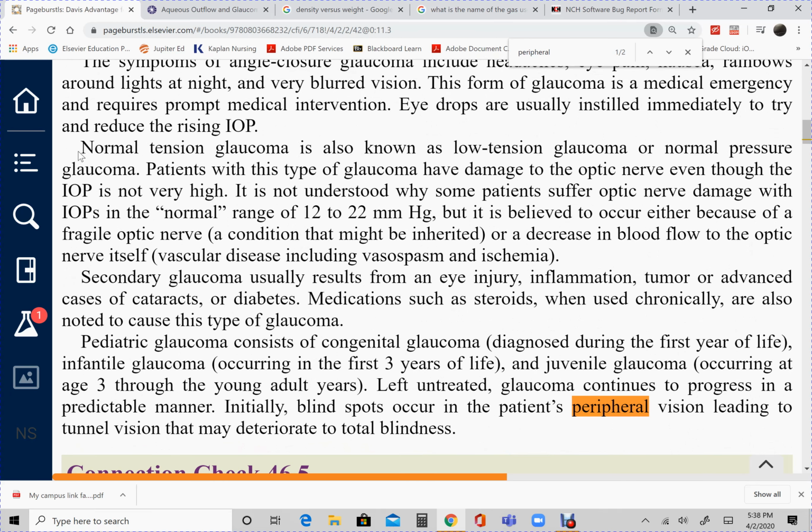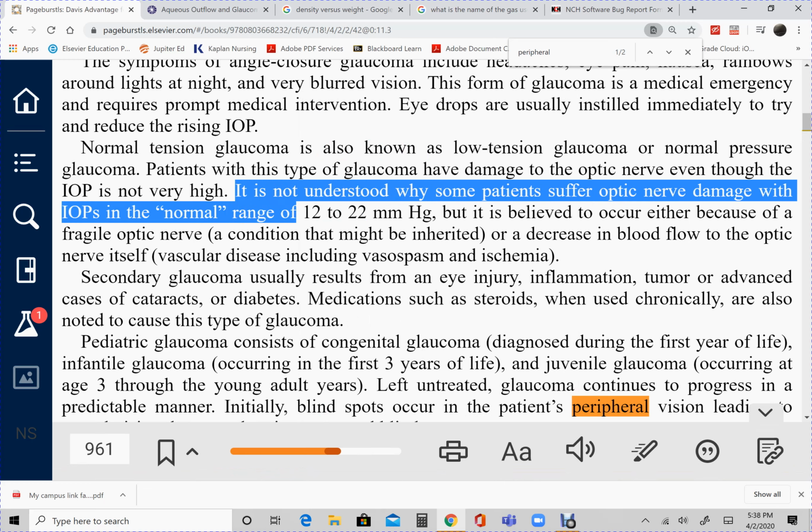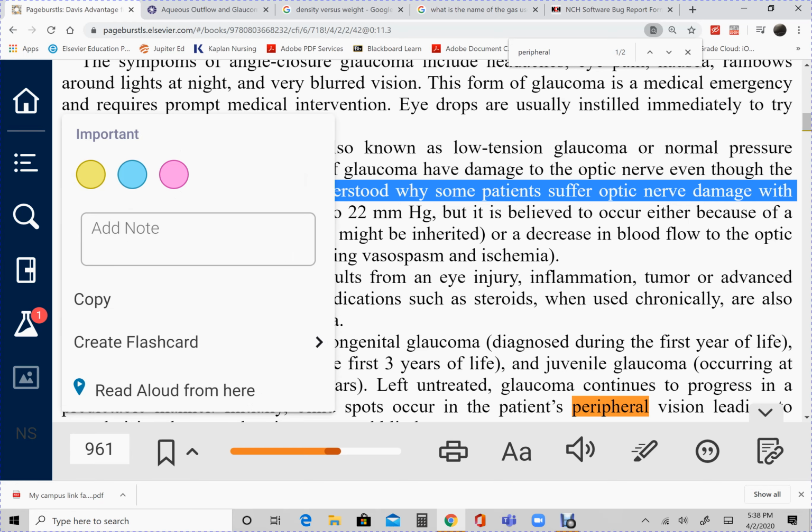Normal tension glaucoma. As you can see here, there's really a very mild rise. Technically 12 is actually normal, because the normal range again is between 10 and 21. So this is not really that high. Okay, and as explained here, it's not really understood because it's not really a drastic increase in intraocular pressure, but yet this type of glaucoma still leads to destruction or damage to the optic nerve.